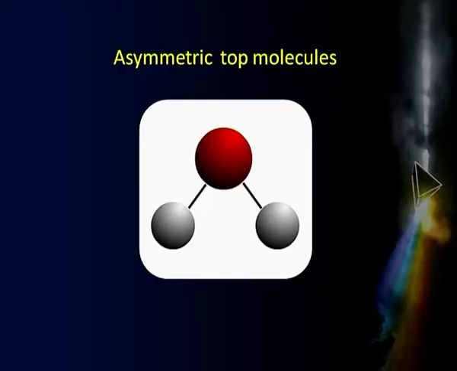And lastly, we have asymmetric top molecules, say a molecule like water. In such cases, none of the moments of inertia are equal to each other. So, IA is not equal to IB, which is not equal to IC. Such molecules are designated as asymmetric top molecules.